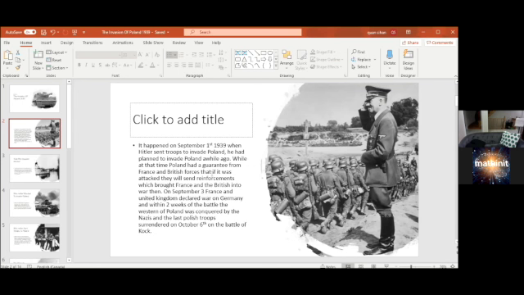Then, on September 3rd, France and the United Kingdom declared war on Germany, and within 2 weeks of the battle, the western regions of Poland were conquered by the Nazis, and the last Polish troops surrendered on October 6th at the Battle of Kock.